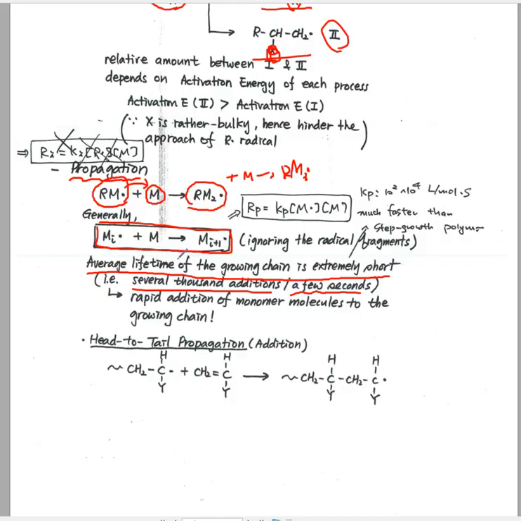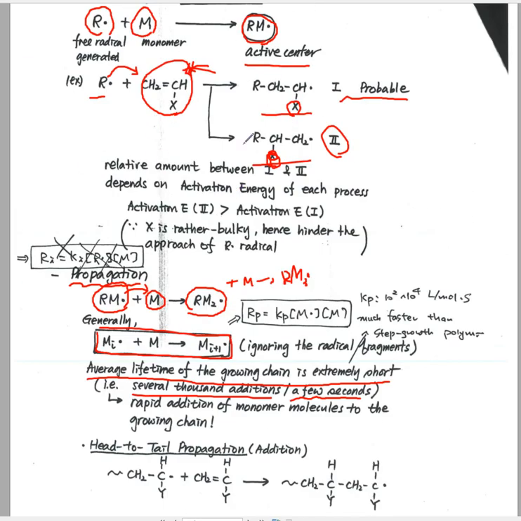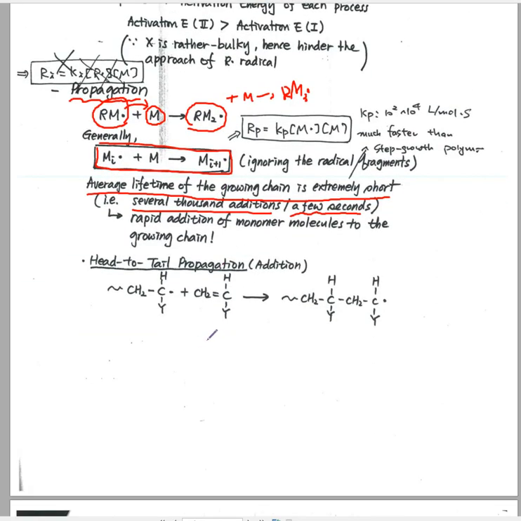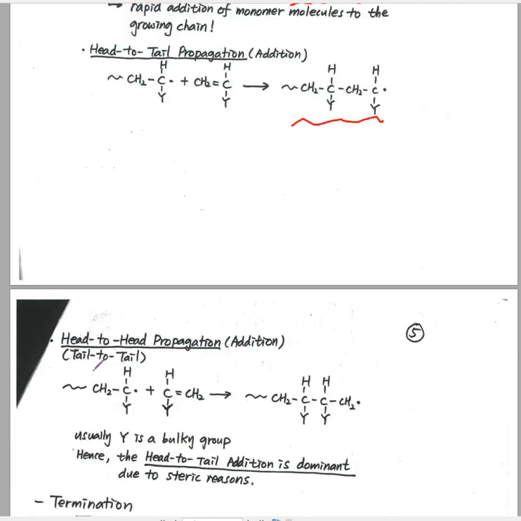Similar to the initiation process, this propagation can also occur in two different ways. It can form this kind of head to tail addition, or head to head addition, something like this. Similarly to the previous discussion, this one is more favorable, right? Because of the steric hindrance between these two bulky side groups.